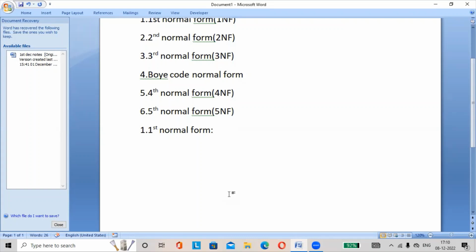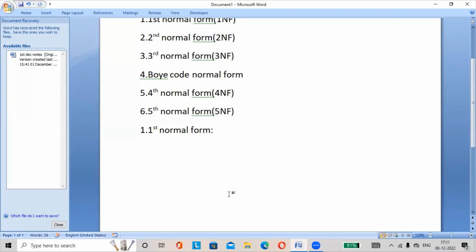If we don't follow first normal form, then it is known as bad database design. If the table satisfies the first normal form, then only we can move to the second normal form, or else we can't move to the second normal form. There are 4 rules in first normal form. Rule 1 states that each row must contain atomic values. What is the meaning of atomic values?